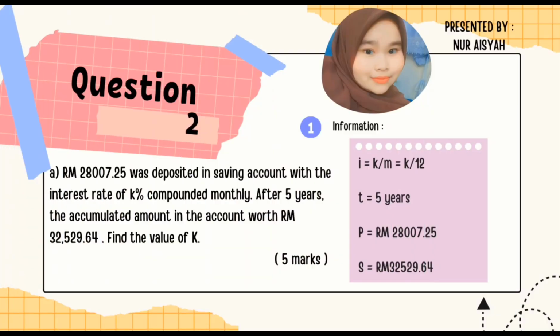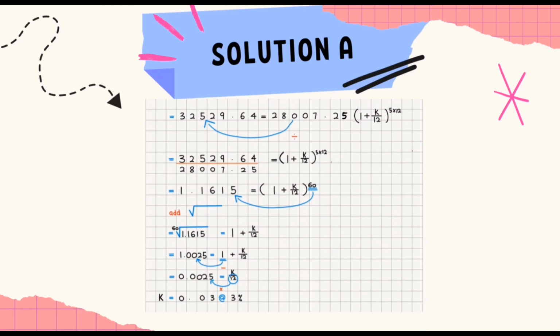Question 2A. RM28,007.25 is deposited in a savings account with an interest rate of k percent compounded monthly. After 5 years, the accumulated amount in the account is worth RM22,529.64. Find the value of k. Solution A. We use the formula S equals P(1 + i)^(mt). First, 22,529.64 divided by 28,007.25. And then the power is 5 multiplied by 12, which equals 60.